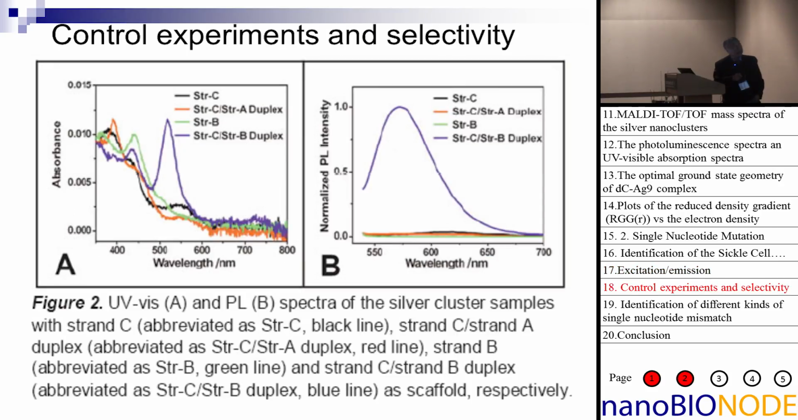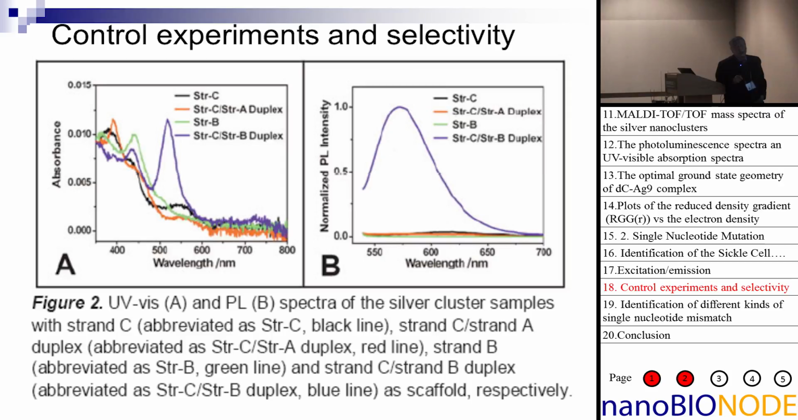And the control experiment and selectivity we have studied. So from here, I just want to stress that if strand C hybridizes with strand B to form the duplex, we can see a quite significant peak for the absorption and also for the fluorescence. So it means that only in this case, strand C with strand B, we get this.